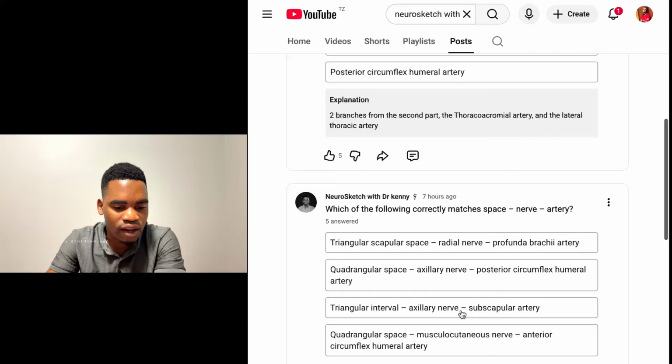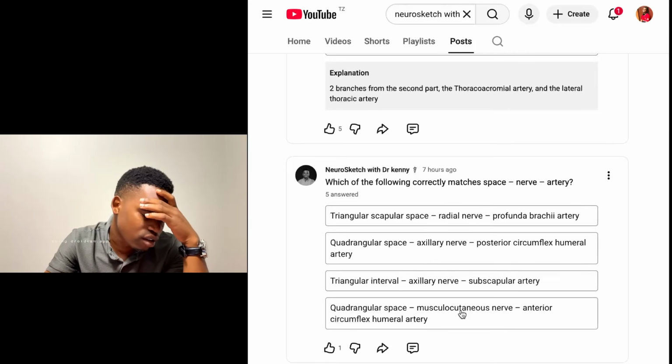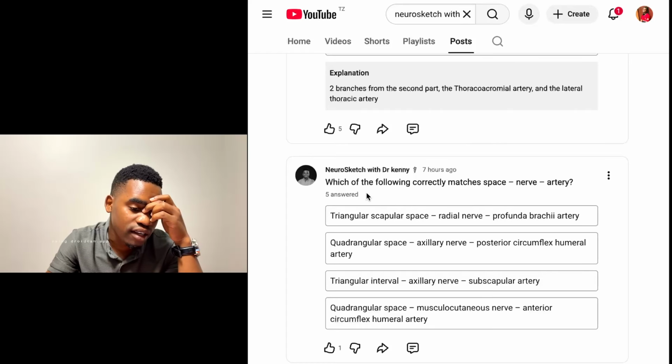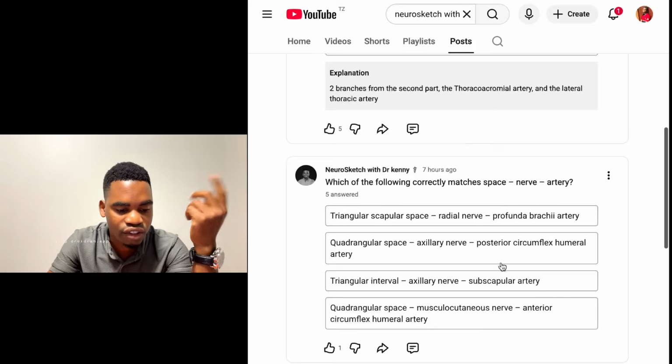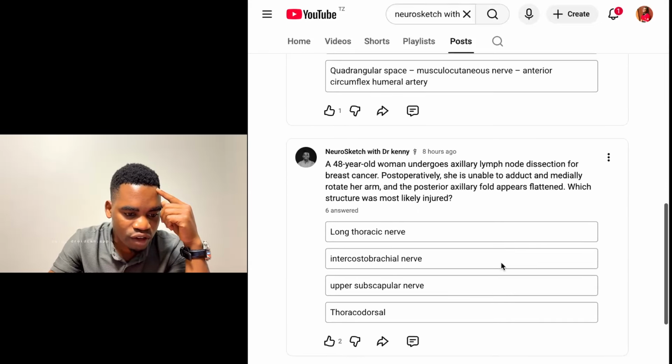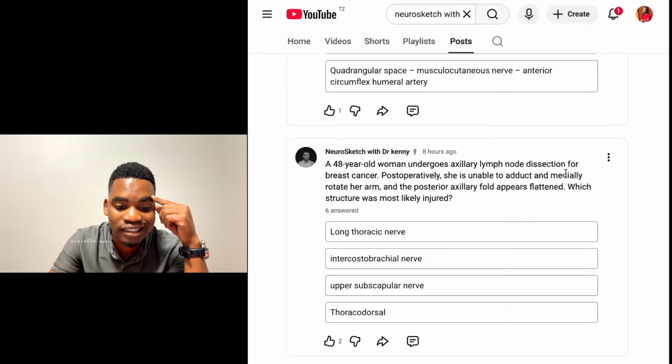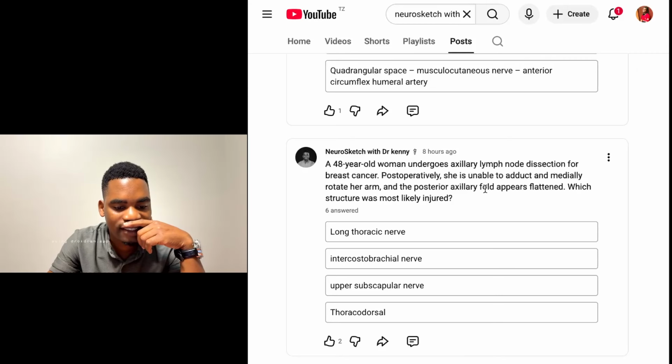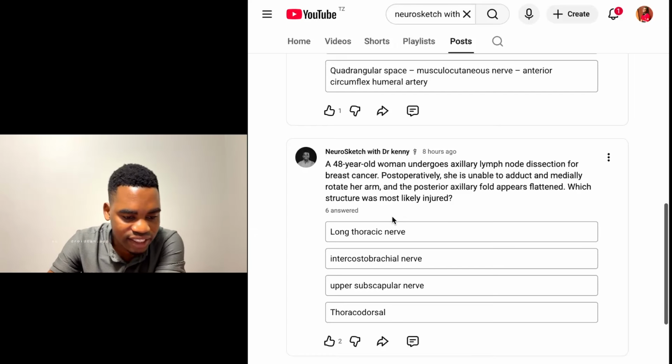I also have a bunch of questions here. You can go through another one. For example, this one: which of the following correctly matches the nerve and an artery? You can see that question. But I also have another question: a 48-year-old woman undergoes axillary lymph node dissection for breast cancer. Postoperatively, she is unable to adduct and medially rotate her arm, and the posterior axillary fold appears flattened. Which structure was most likely injured?